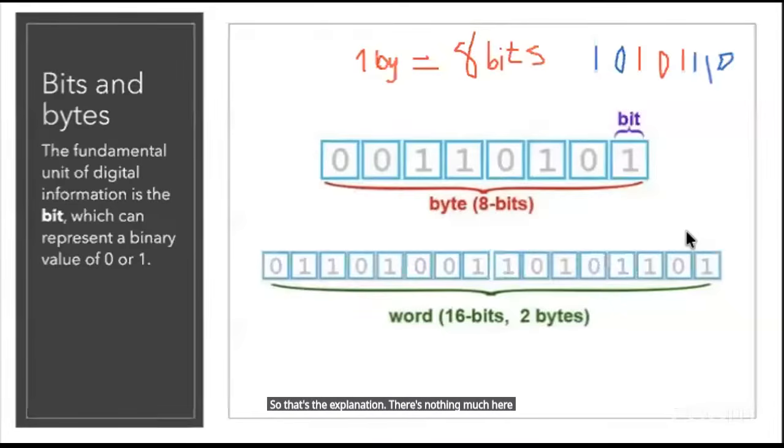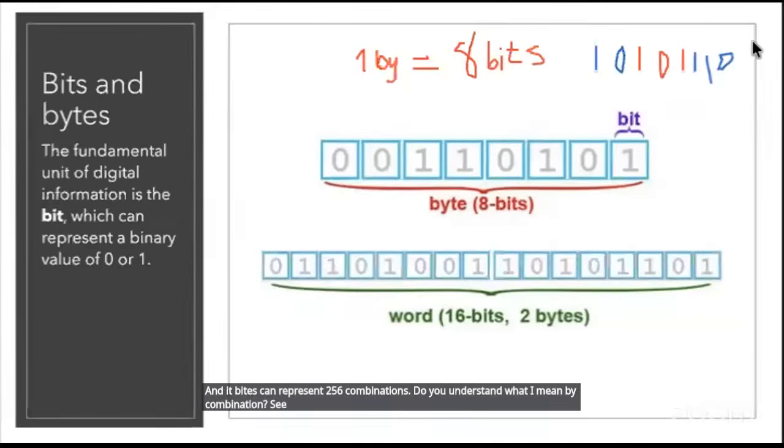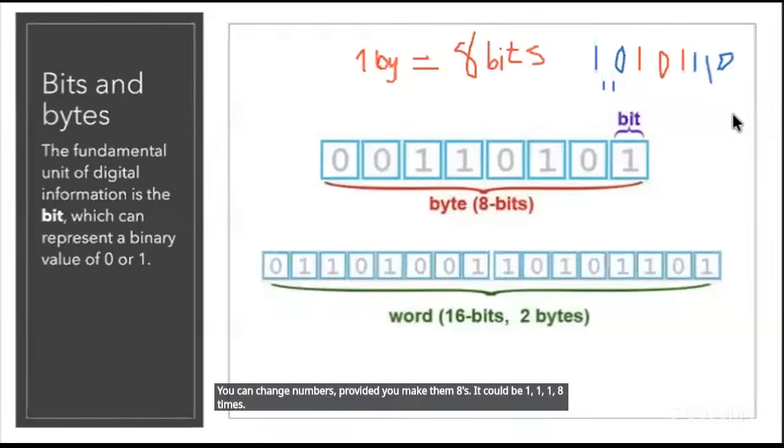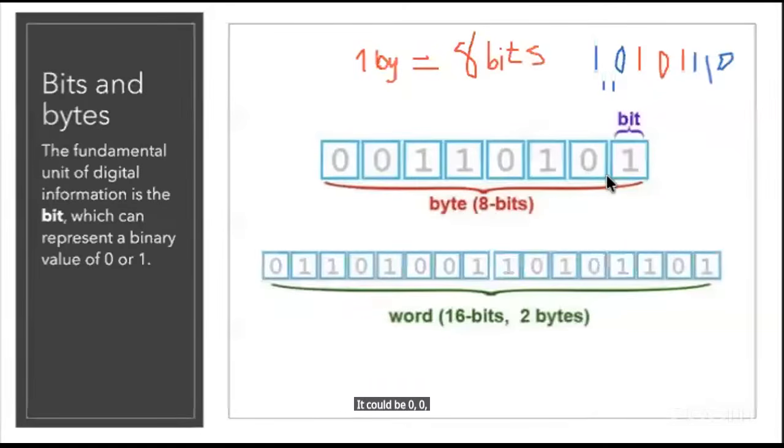And I said that a bit can represent only 2 distinct values, 0 or 1. And a byte can represent 256 combinations. Do you understand what I mean by combination? See, this is one combination. This is a byte. There are 8 of them. You can change numbers, provided you make them 8. It could be 1, 1, 1, 1, 8 times. It could be 0, 0, 0, 0, 0. It could be 0, 0, 0, 0, 1, 1, 1, 1. So with eight digits, 8 bits each, you are going to get 256 combinations. That's what I mean.